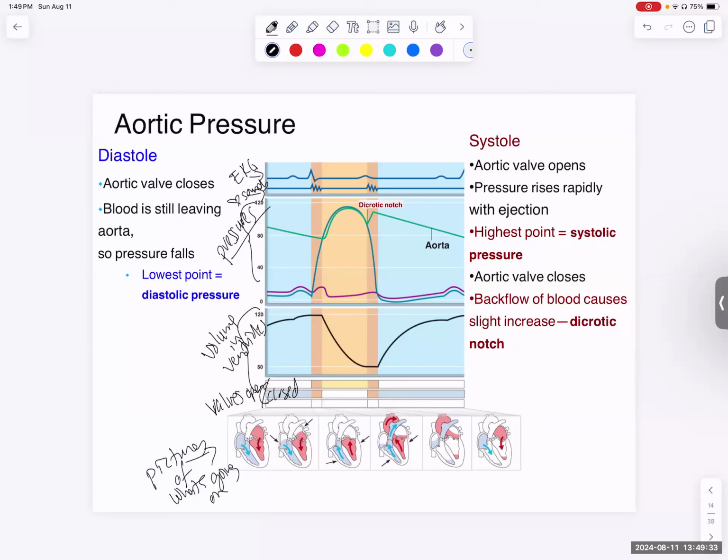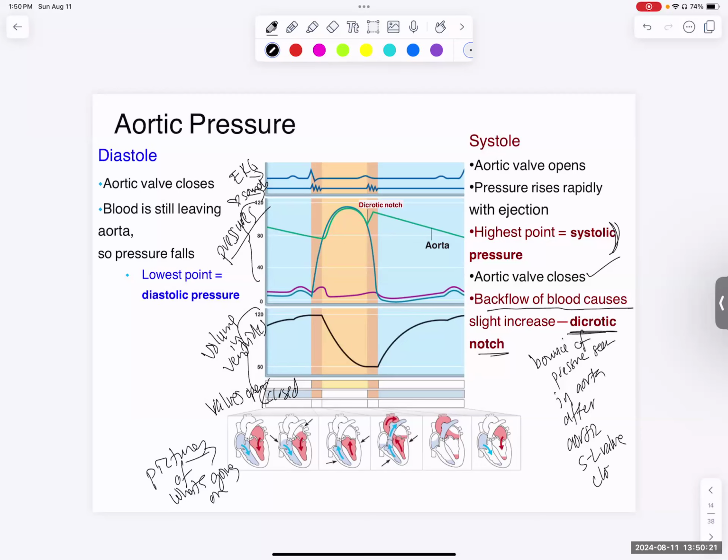So diastole, aortic valves are closed, blood is still leaving the aorta, so pressure falls. Systole, aortic valves are open, pressure is rising with ejection. Highest pressure point, systolic pressure. Aortic valves then close when the pressure in the aorta exceeds that in the ventricle. But it has a backflow of blood bouncing off the aortic semilunar valve. And so you have a bounce of pressure, and that is the dicrotic notch. Pressure seen in aorta after aortic semilunar valve closes.